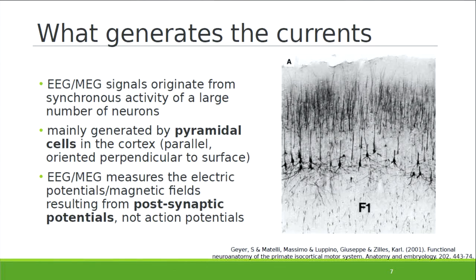The signals mainly stem from pyramidal cells in the cortex, which are parallel and oriented perpendicular to the surface. EEG, MEG measures postsynaptic potentials, not action potentials, because they are too short and not synchronized. Here you can see a microscopy image of a typical pyramidal cell layer in the cortex of a primate.